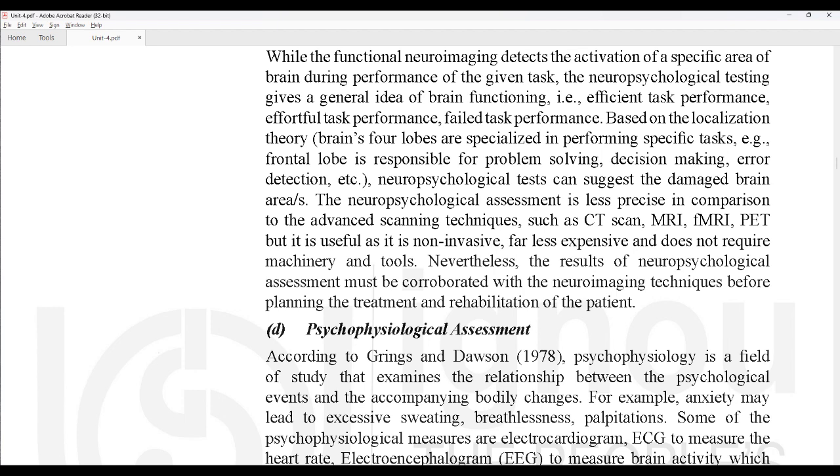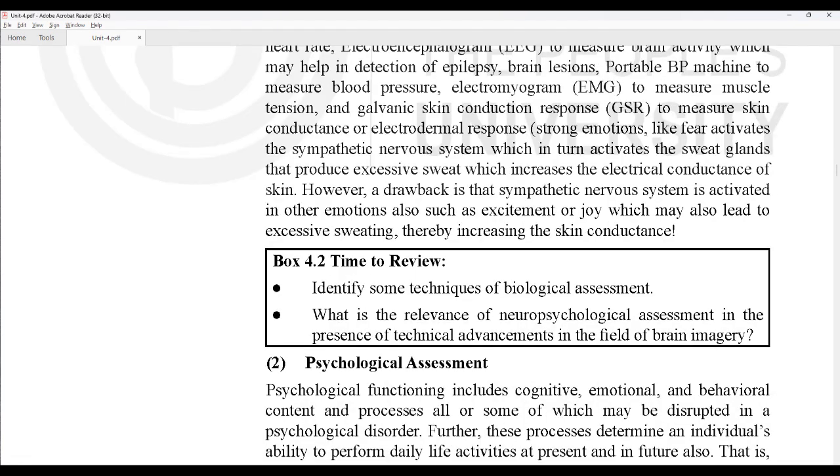Some of the psychophysiological measures are electrocardiogram, ECG, to measure the heart rate, electroencephalogram, EEG, to measure brain activity which may help in detection of epilepsy, brain lesions, portable BP machine to measure blood pressure, electromyogram, EMG, to measure muscle tension, and galvanic skin response, GSR, to measure skin conductance or electrodermal response.